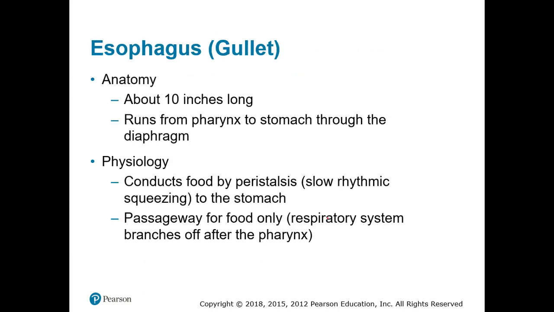The next major one is your esophagus. This is also known as your gullet. It's about 10 inches long, and it runs from the bottom of your throat all the way to your stomach and passes through the diaphragm. The whole point of the esophagus is to conduct food using peristalsis, or this alternating contraction and relaxation, to move food through to your stomach. It is a passageway for food only, not for any respiratory gases to go to our lungs. So, food only.